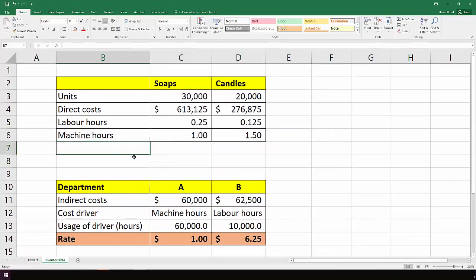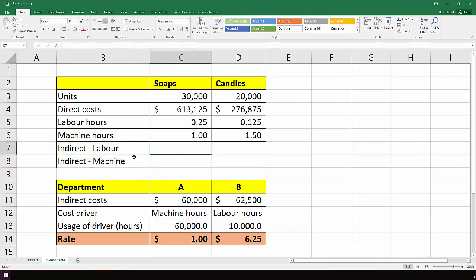So to do this, we have indirect labor and indirect machine. Indirect labor equals number of units multiplied by labor hours multiplied by the rate. And for machine hours, it is number of units times machine hours times the rate.